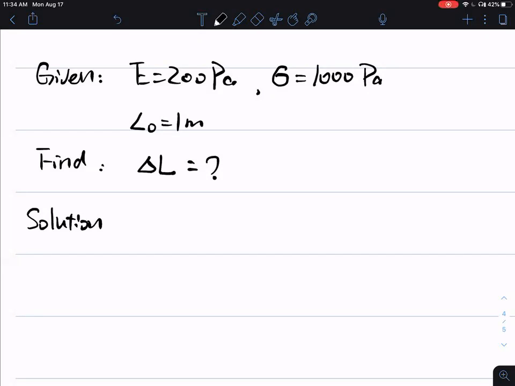How do you guys solve the problem? We plugged in everything we knew into Hooke's law. So 200 Pascals for your E, and then 1,000 Pascals for your stress, equals E times delta L over 1 meter. And you can just multiply everything around and solve for delta L. What is the result for delta L? 5 meters. 5 meters. Okay. Any other opinions?